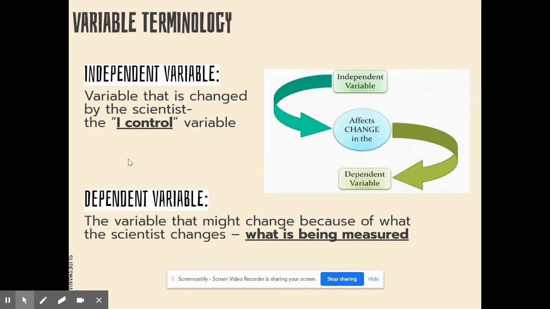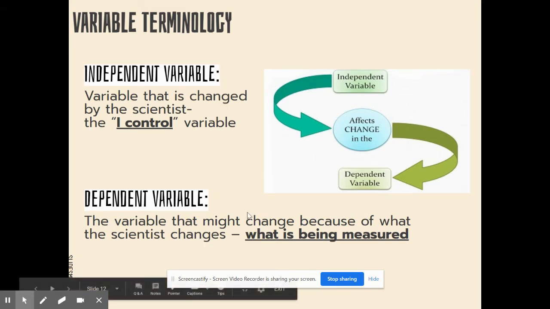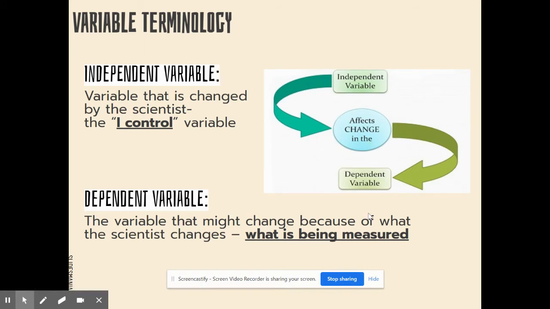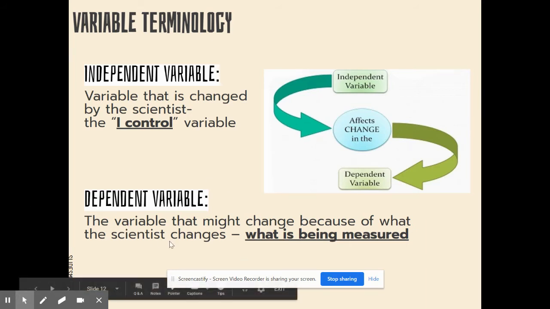The dependent variable is the variable that might change because of what the scientist changes. It's what's being measured. So in the hypothesis I just gave, the amount of sleep is going to be the dependent variable. For me particularly, maybe I lose like 3 hours of sleep. But Sally over there, she can drink caffeine and go to sleep right away afterwards, so she didn't lose any of her sleep. So the dependent variable again is what might change because of what the scientist changes.